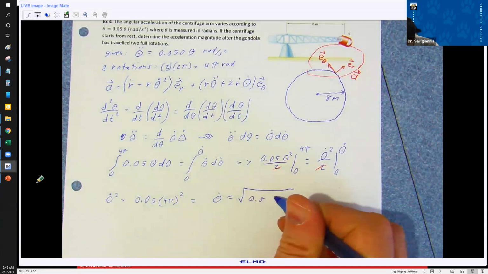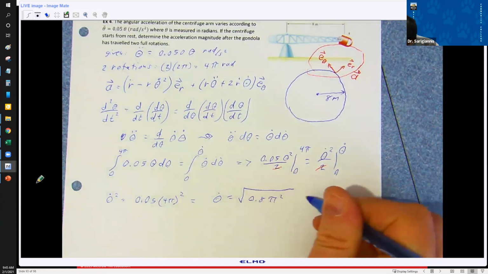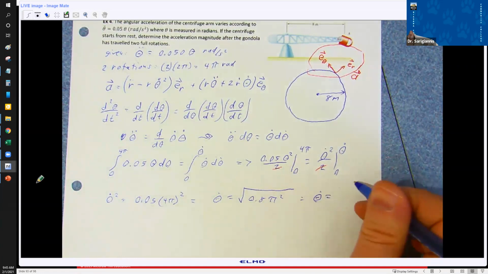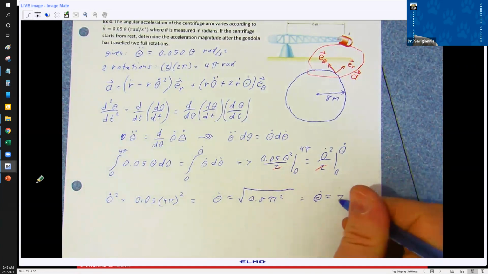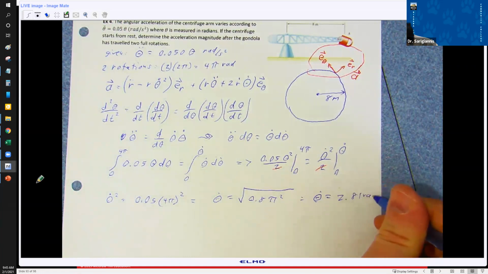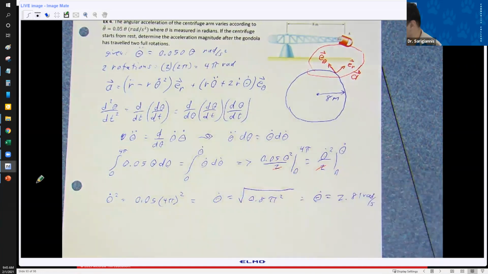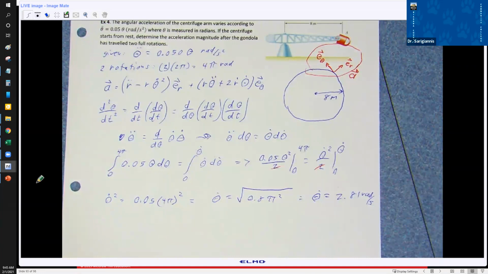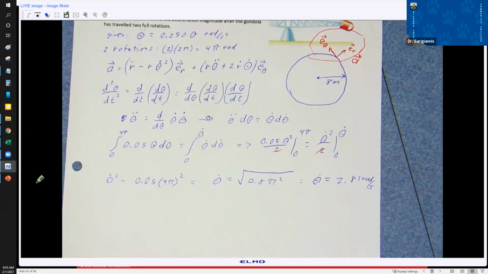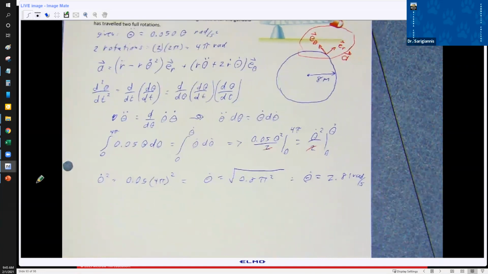0.8 pi squared. And this gives us theta dot equal to 2.81 radians per second. So you get theta dot. That's probably the most involved part of this problem.